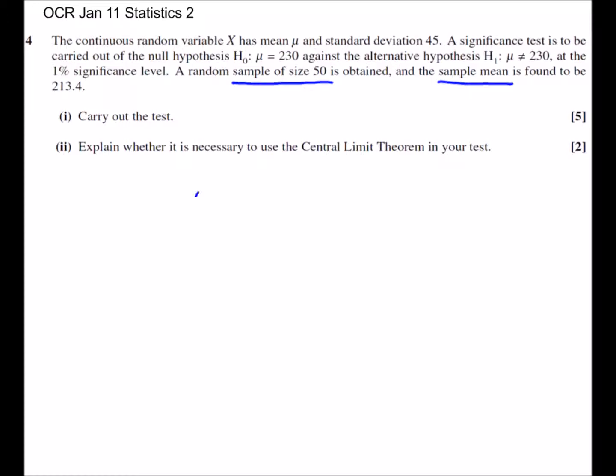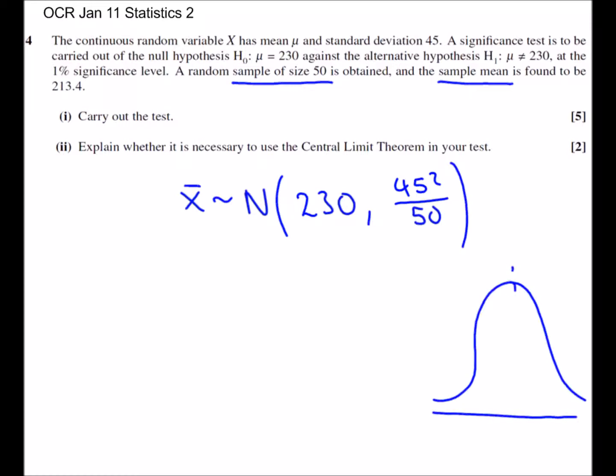I'm going to use my central limit theorem to say that x bar can be modelled as a normal distribution, and we're going to use the mean of 230 because we don't know any better yet, and our variance of 45 squared over n, and n is 50. Again, because it's a normal distribution question, I would draw out a normal distribution curve. I'd put my z and my x bar values in.